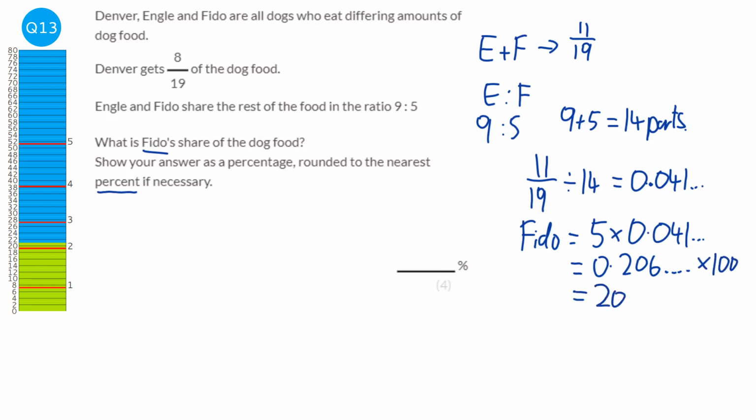So we have 20.676 and so on percent, and it wants it rounded to the nearest percent, so that would be 20%, or actually it would be 21% because this would round it up, so 21%.